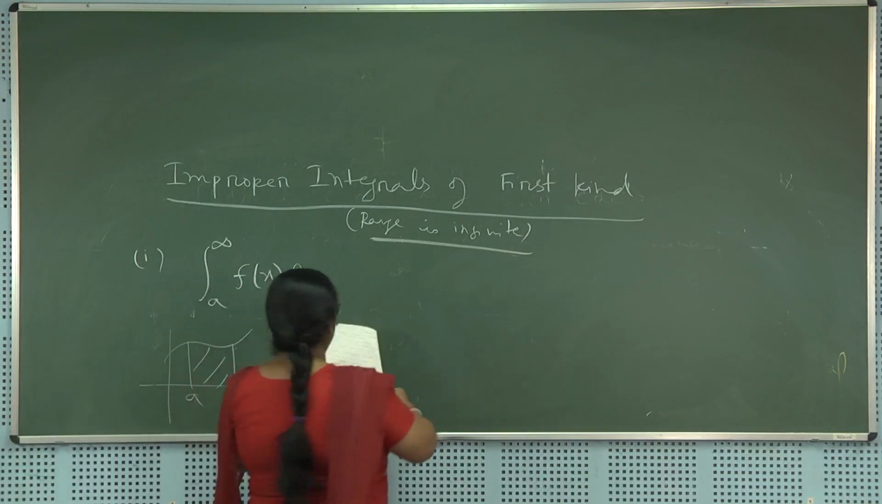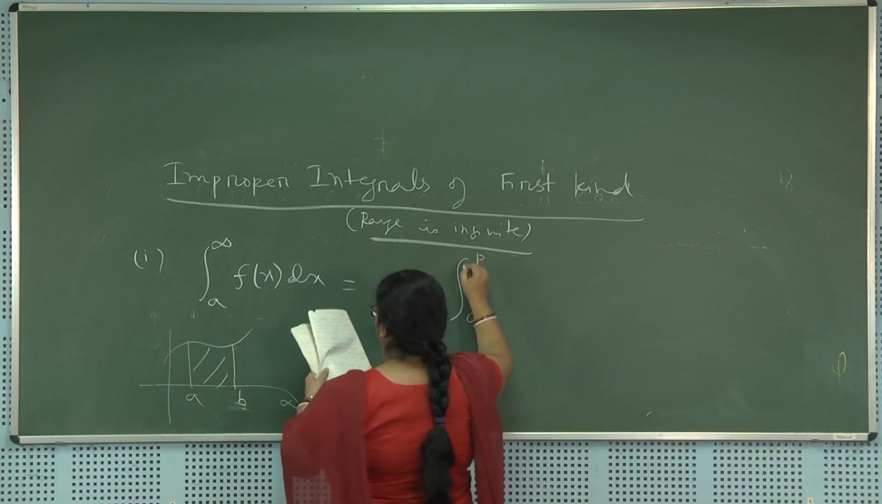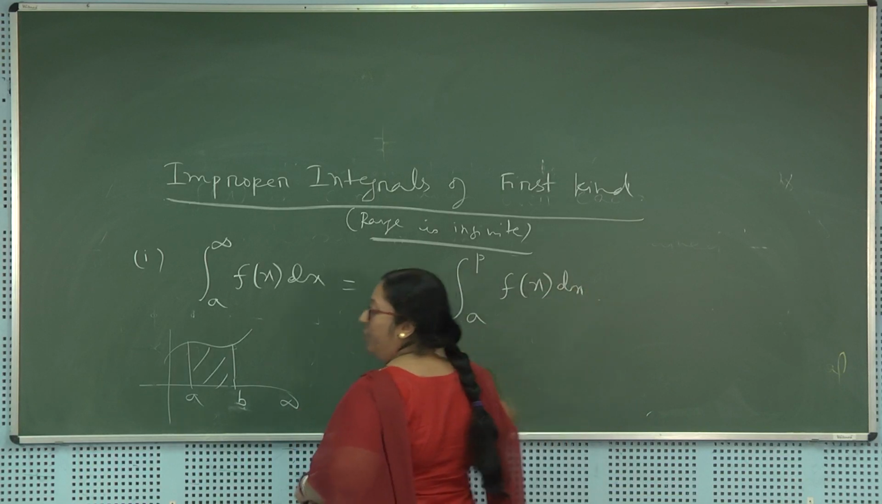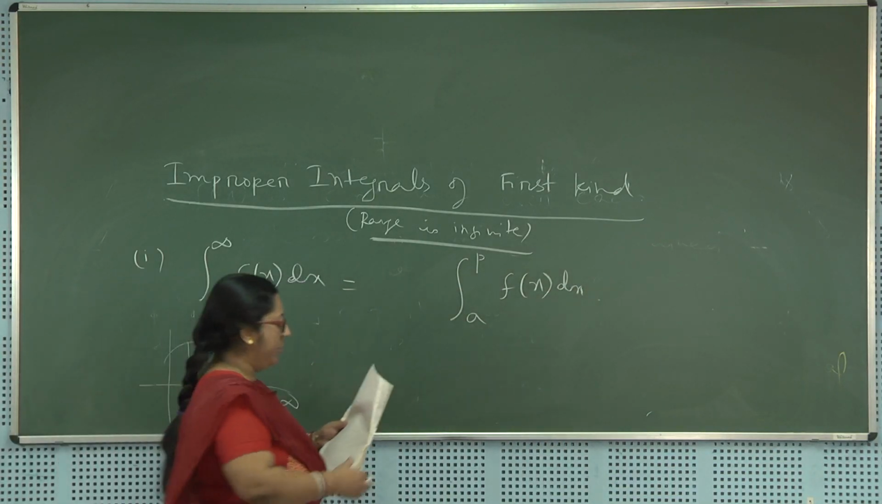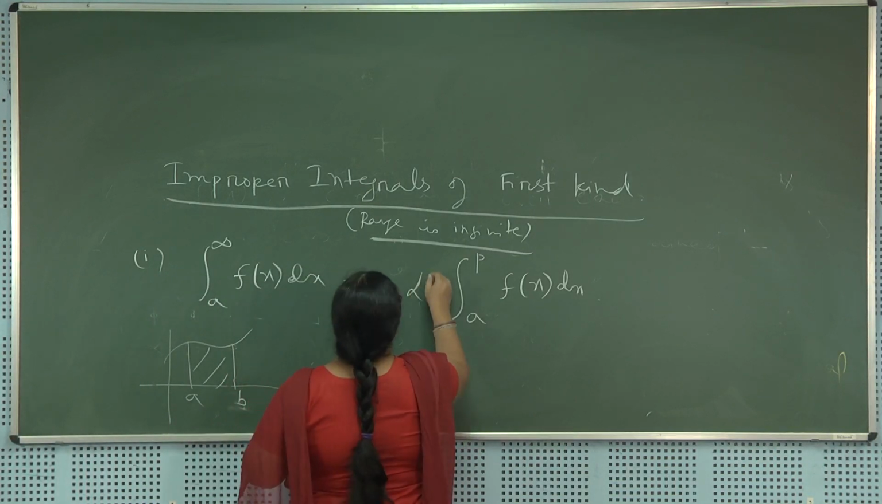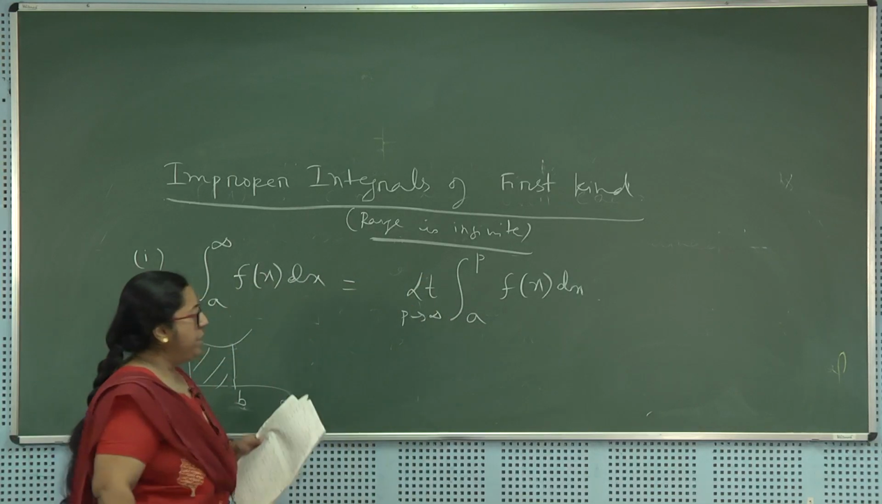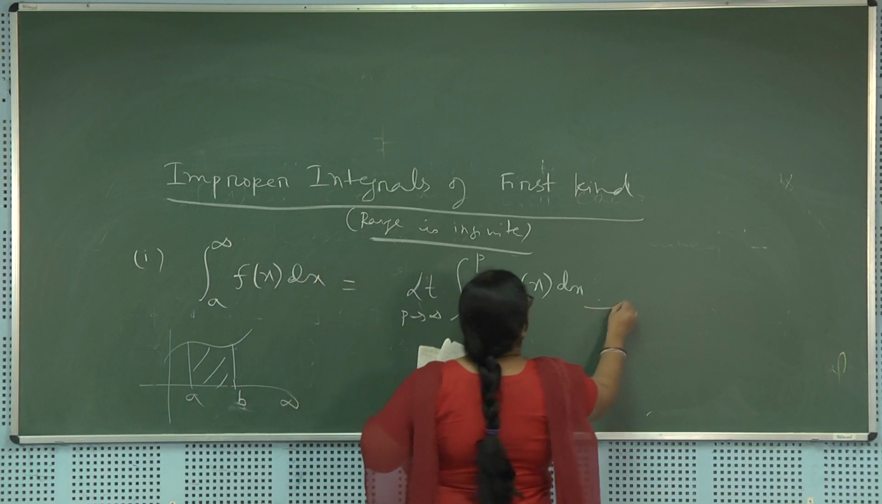So, we will try to make it a definite integral. So, it is the integral from a to p of f(x) dx. This is a definite or proper integral, and you can apply all the properties of definite integrals, and then we take the limit p tends to infinity. So, limit p tends to infinity of the integral a to p f(x) dx. Give it equation number 1.